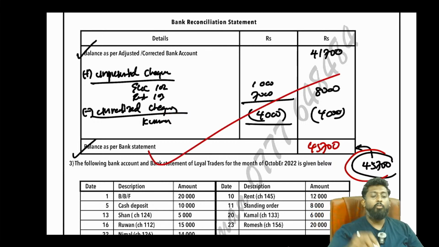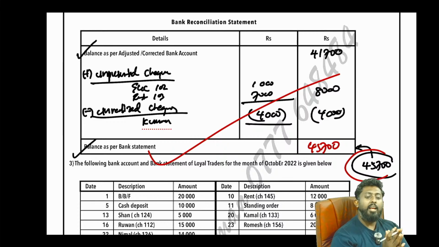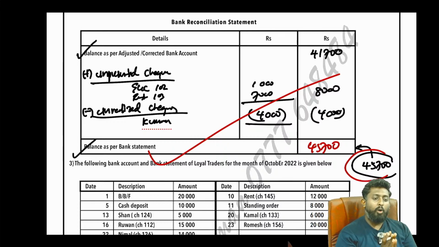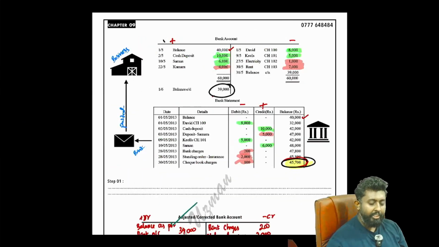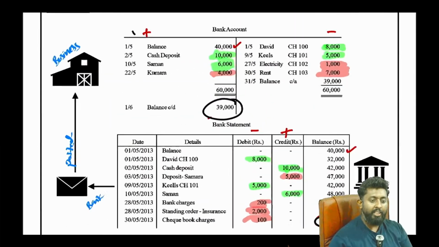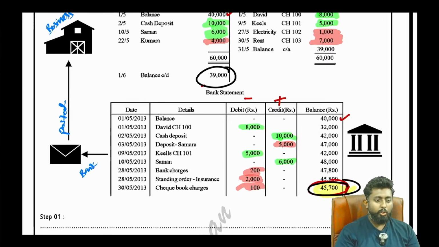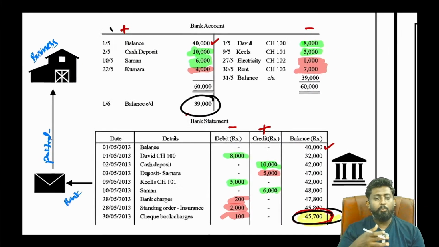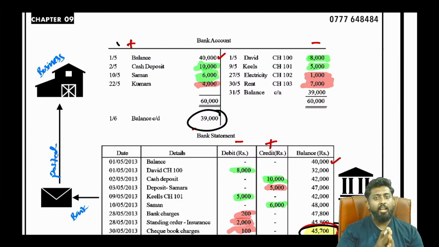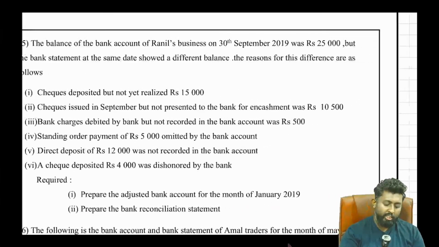So this is how we prepare the bank reconciliation statement by analyzing the bank account and the bank statement. I hope you all got a better idea about how to prepare a BRS if they have given the bank account and bank statement. This type of question, like we analyzed and found the difference, you might get some other questions like this here.